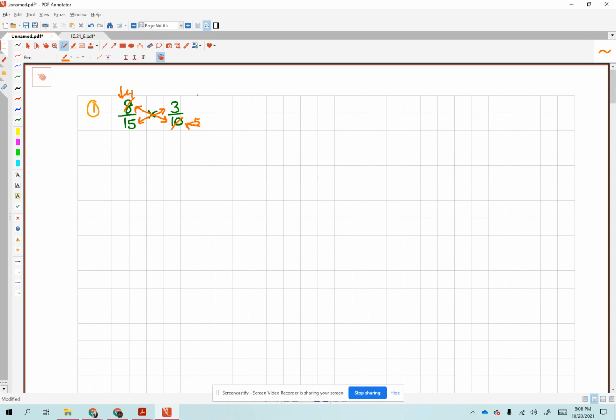Now I'll look at the 3 and the 15. Well, 3 is actually a factor of 15. 3 divided by 3 is 1, and 15 divided by 3 is 5. So now I can think of this problem as 4/5 times 1/5. Those numbers are much easier to multiply. 4 times 1 is 4, and 5 times 5 is 25, and that is simplified completely.